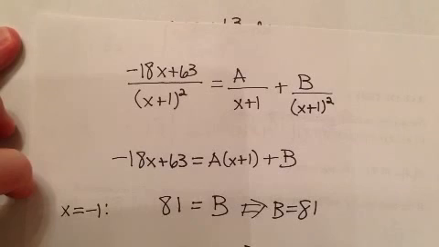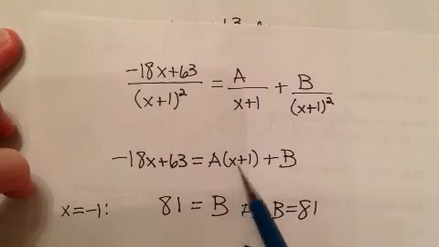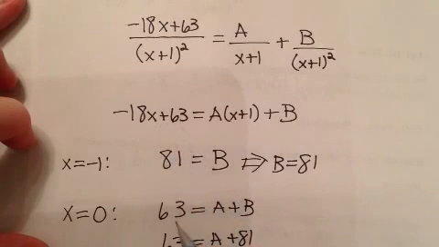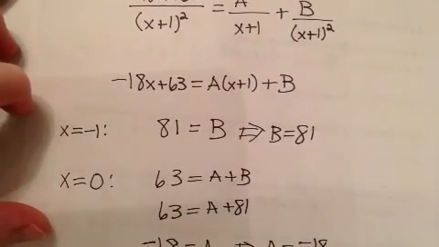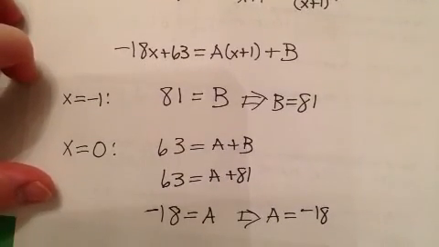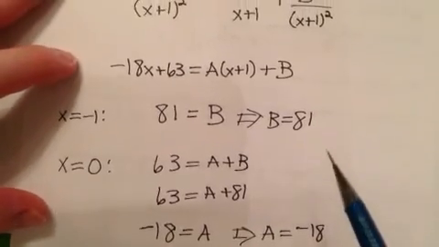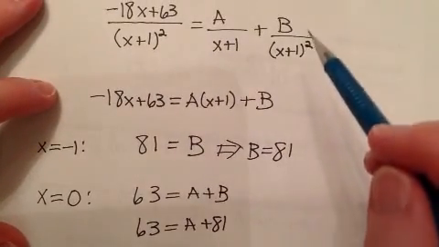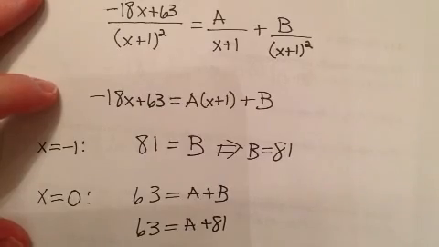And if we were to solve for A, we can choose an arbitrary value for x, and since we are solving for A, we can just set x to 0. In this one we have 0 plus 63, so 63 is equal to A plus B, and B was already determined to be 81. We have 63 is equal to A plus 81, and from this it results that the value of A is negative 18. So once again we have A over x plus 1, A is negative 18, and B is 81, which was originally over the square of x plus 1.